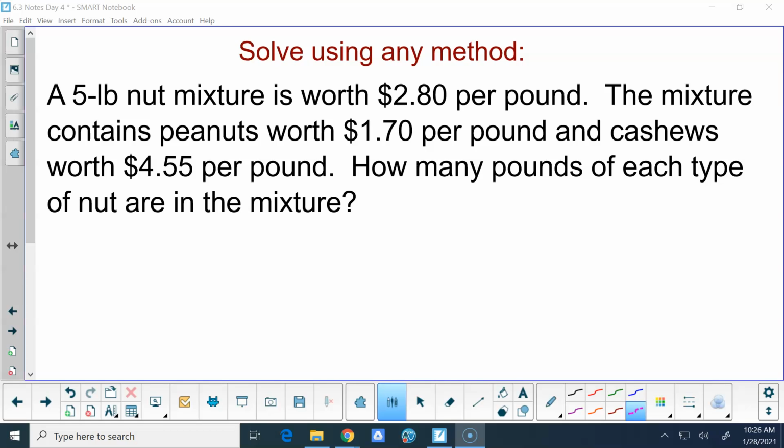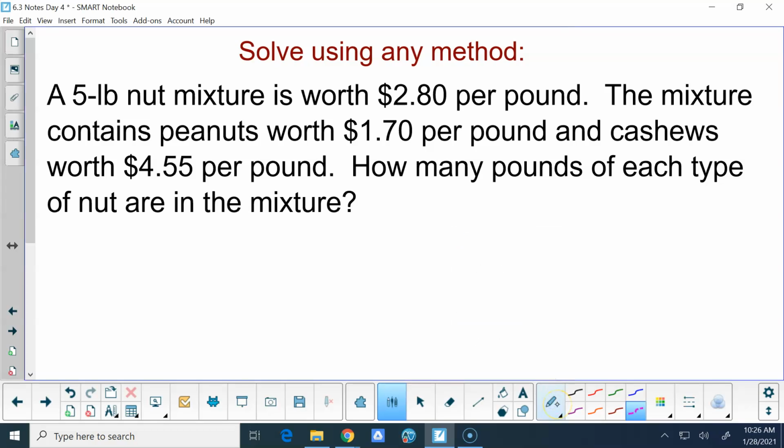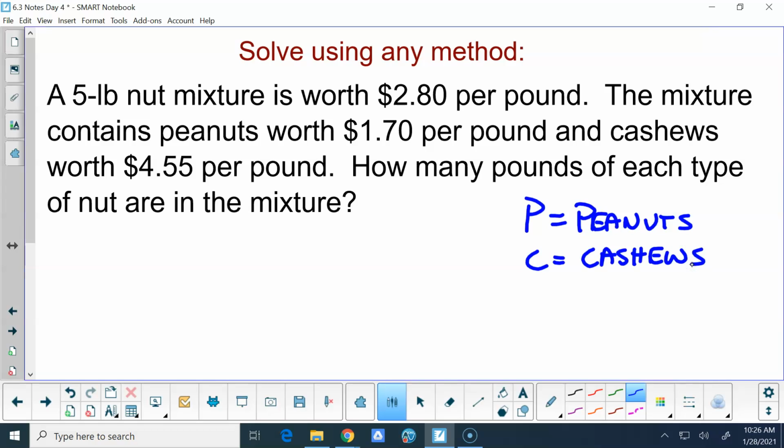A five-pound nut mixture is worth $2.80 per pound. The mixture contains peanuts worth $1.70 and cashews worth $4.55. How many pounds of each type of nut are in the mixture? So, looks like we're dealing with, let's go with P for peanuts and C for cashews. Does that work for you?